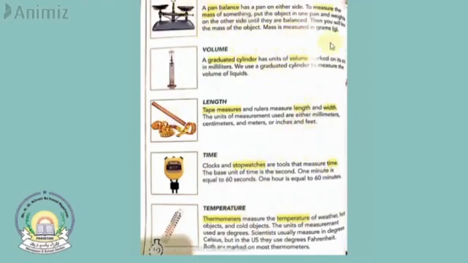You have to write down the mass with its units: grams. Volume: milliliters. Length: millimeters, centimeters, meters, inches or feet. Time: minutes, seconds or hours. Temperature: you have to write degrees Celsius or Fahrenheit, which we don't really use.